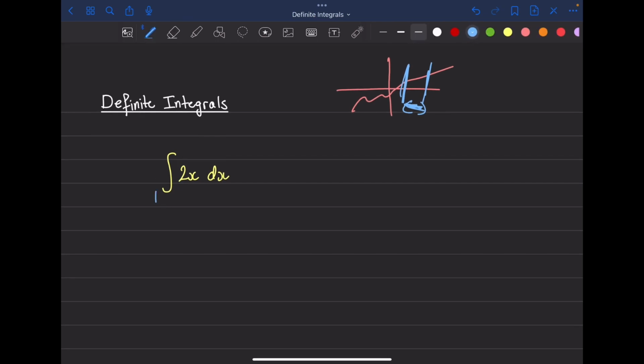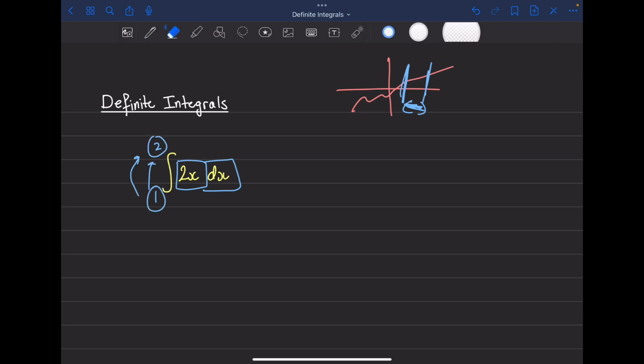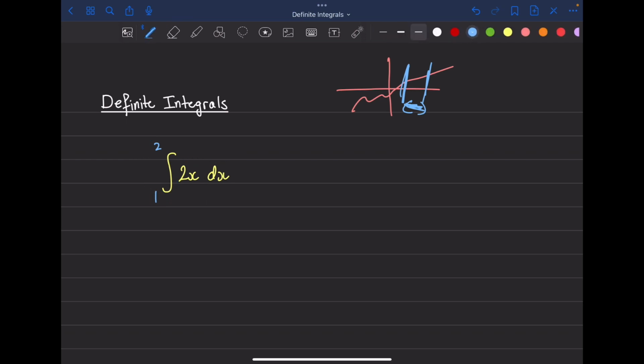So if I have a 1 and 2, this is said to be the integral of 2x with respect to x from 1 to 2. You go from bottom to top. That's how you find a definite integral. What is that going to look like? Okay, nice question. First, what is the integral of 2x? That is equal to x squared. You have to find that like you would for any other integral that you've ever seen in your life.